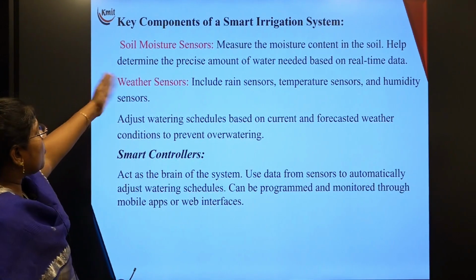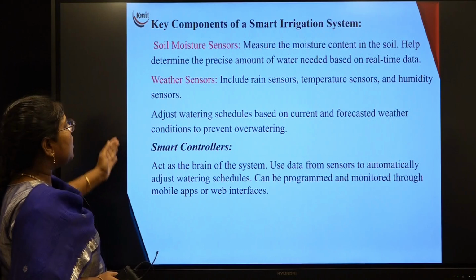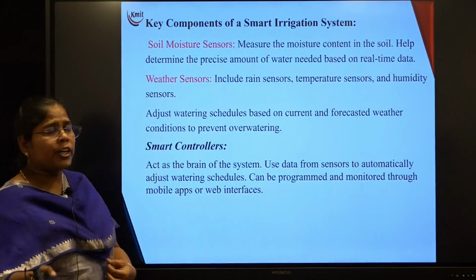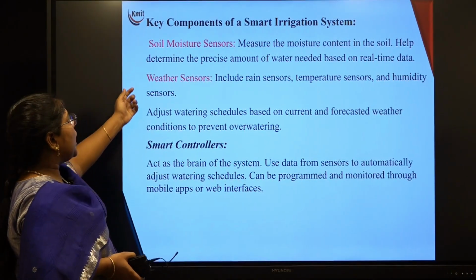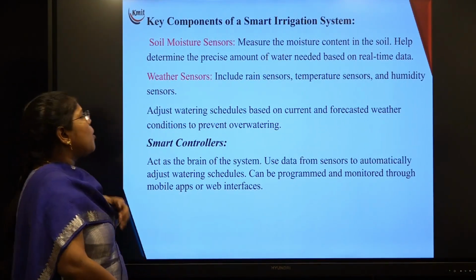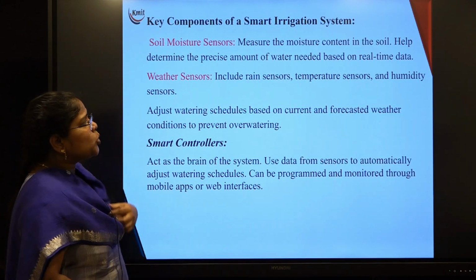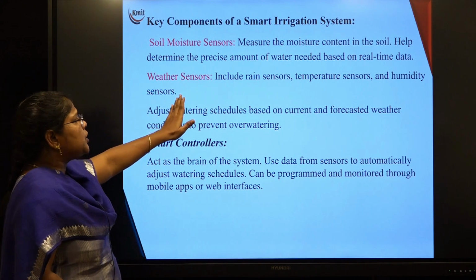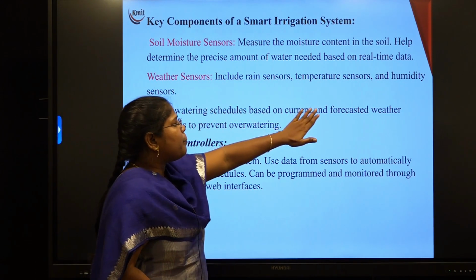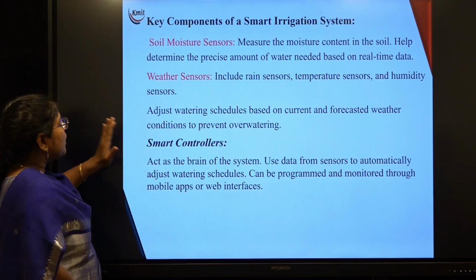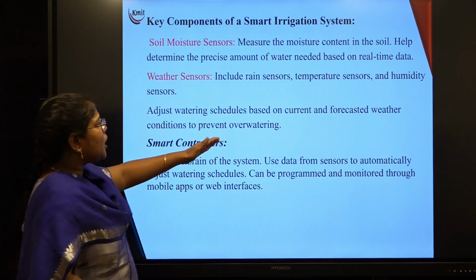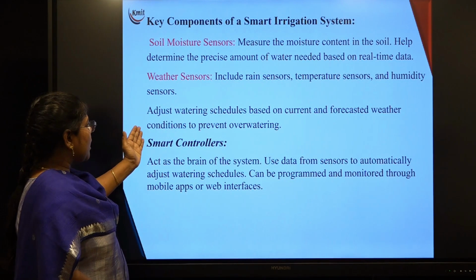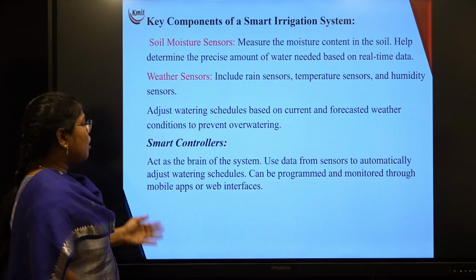So the key components of a smart irrigation system are, first, soil moisture sensors. They measure the moisture content in the soil and help determine the precise amount of water needed based on real-time data. It also senses the weather conditions, including rain sensors, temperature sensors and humidity sensors, adjusting the water schedules based on the current and forecasted weather conditions to prevent overwatering.